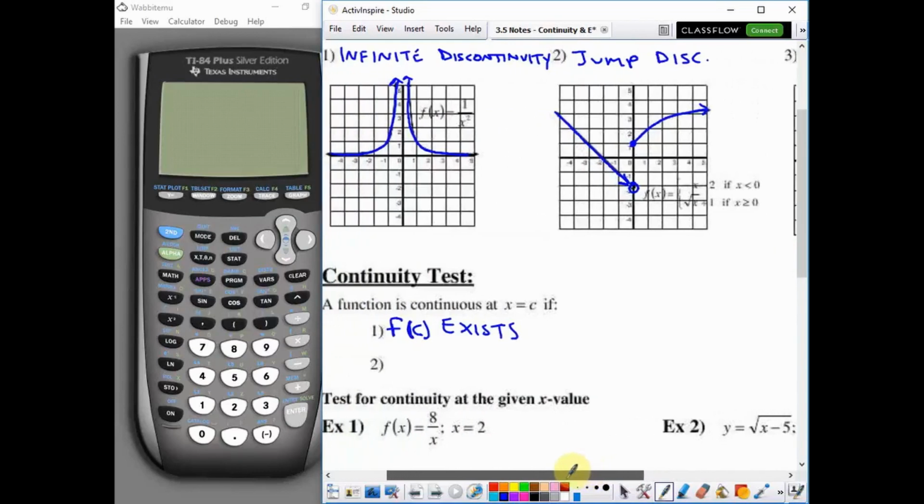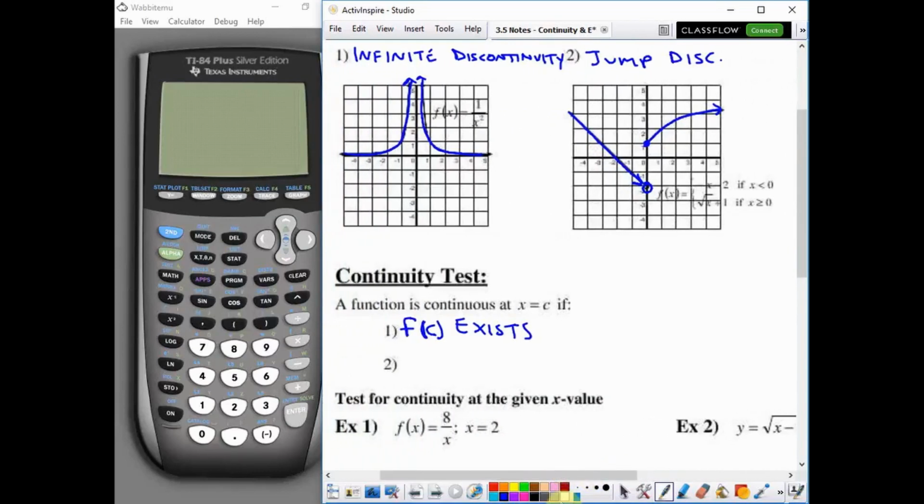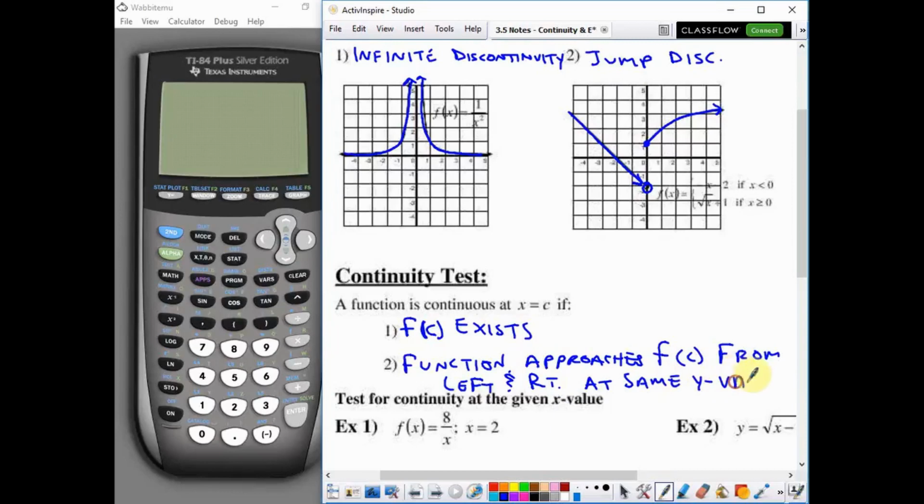Fails the first test. The second part of the continuity test is that the function approaches f of c from the left and the right, and it does that at the same y value. I'm going to zoom out a little bit so we can see all three graphs at the same time.